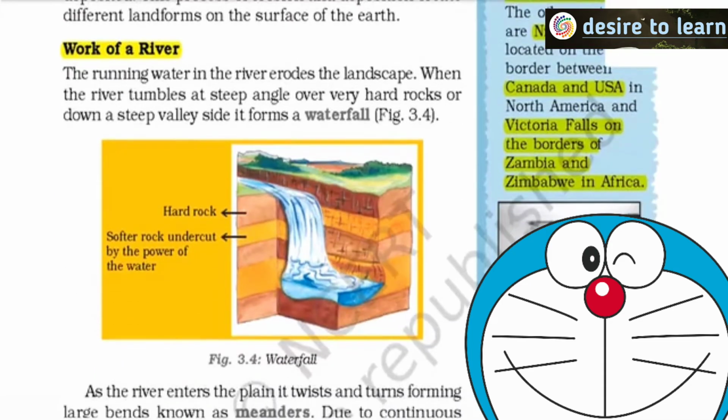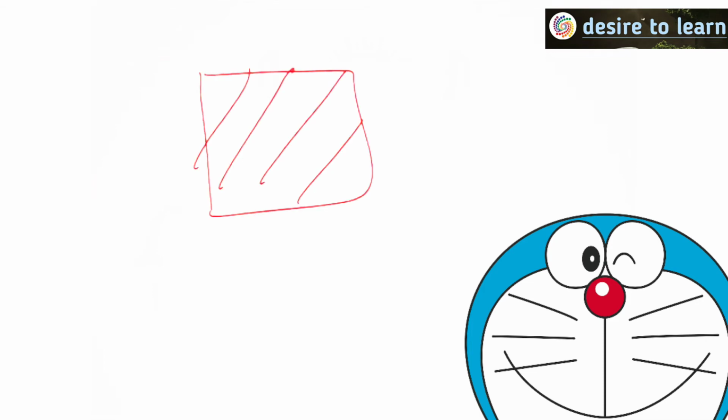Now, how exactly is a waterfall formed? Let me take two surfaces. In the crust, there are certain rocks which are hard and there are certain rocks which are soft. Now, when I have hard rock and soft rock present, usually what happens? We know that hard rock does not erode soon, whereas soft rock erodes quickly. Now in this case, I have hard rock and I have soft rock.